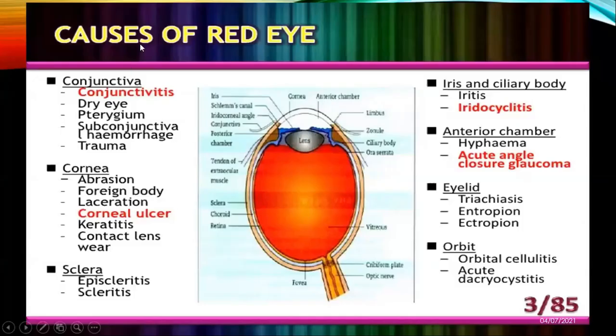There are again a whole lot of causes for the red eye, starting from the conjunctiva, as in conjunctivitis, dry eyes, pterygium, subconjunctival hemorrhages, trauma, and then cornea, corneal abrasions, corneal foreign bodies, corneal lacerations, ulcers, keratitis, and then sclera, episcleritis, scleritis, and the inflammation within the eye, the iritis and iridocyclitis, anterior chamber hyphemas, angle closure attacks, and orbital cellulitis, acute dacryocystitis. There are a whole lot of causes for red eye. So just basically do a torch examination. If you see an abnormality, refer the patients to the eye unit.